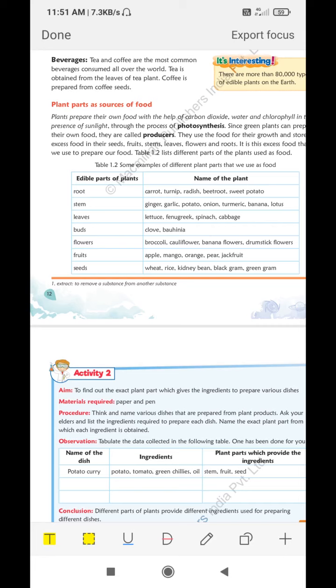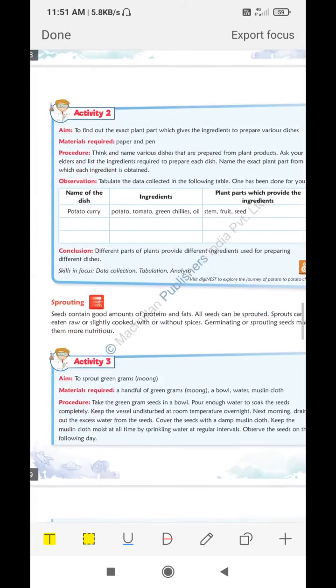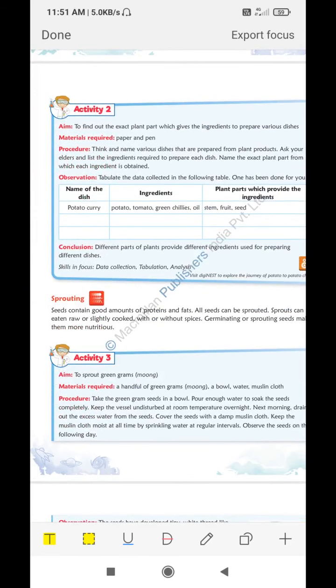Flowers also sometimes: cauliflower, banana flower. We are using drumstick flowers for cooking, broccoli. And these all from buds also sometimes: clove and bahunia. And these all we are getting from different parts of the plants, food items. And the ingredients: potato curry ingredients.